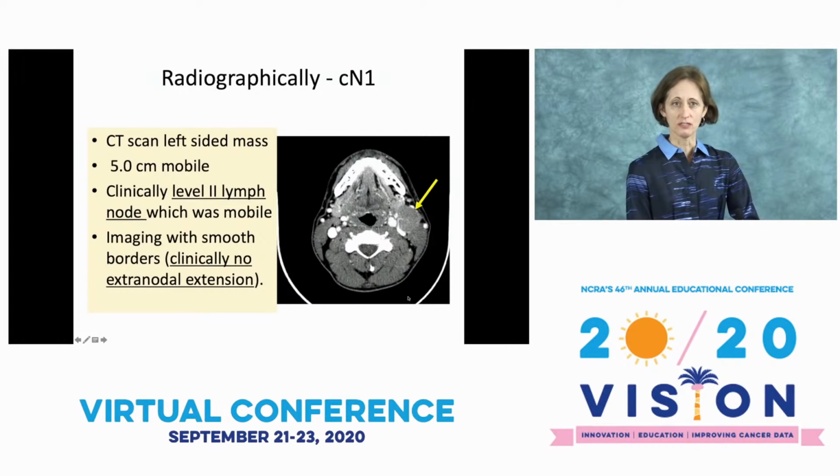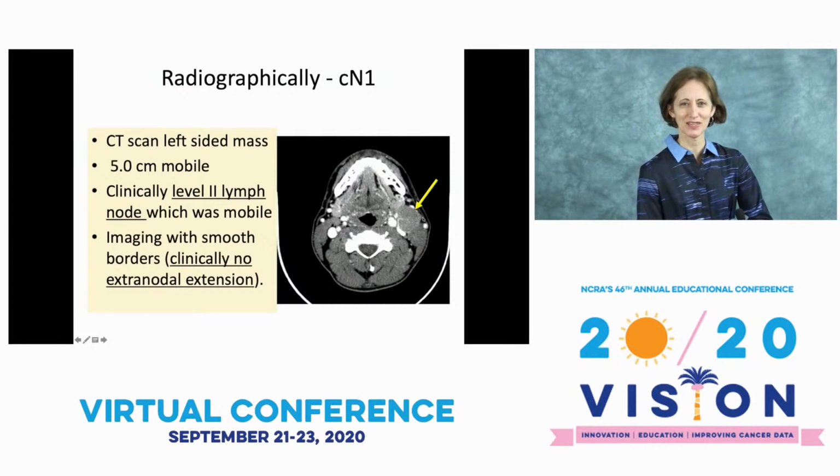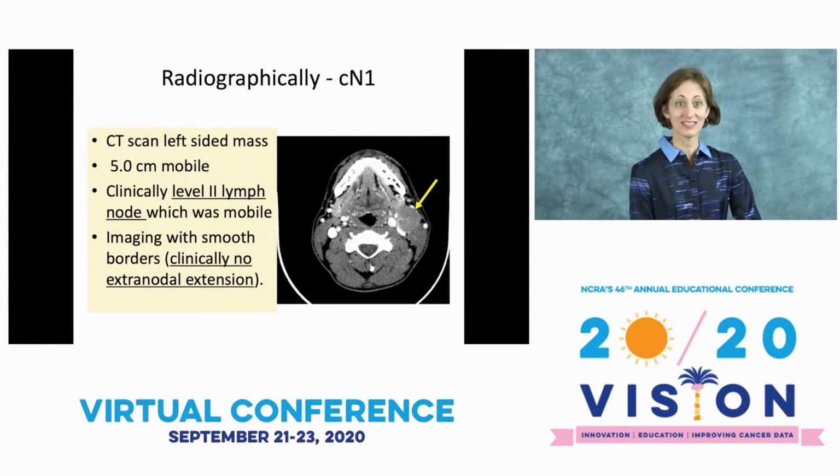So in our patient, the CT scan was performed. We see this very smooth border to this asymmetric area. That's the good news, we can compare our rights to our lefts in radiology to know that that's the abnormal finding. It is high in the neck, so it's a level 2, and it has smooth borders. So clinically, there is no extranodal extension. So radiographically and clinically, it's a cN1.